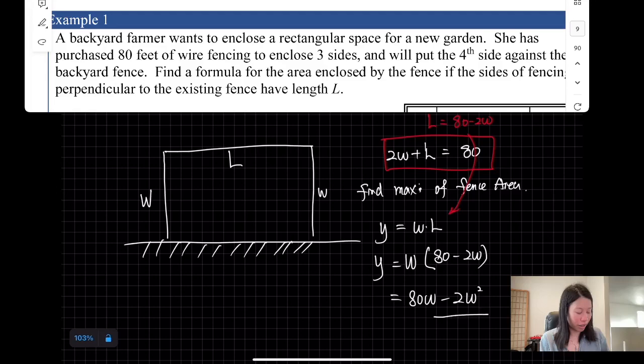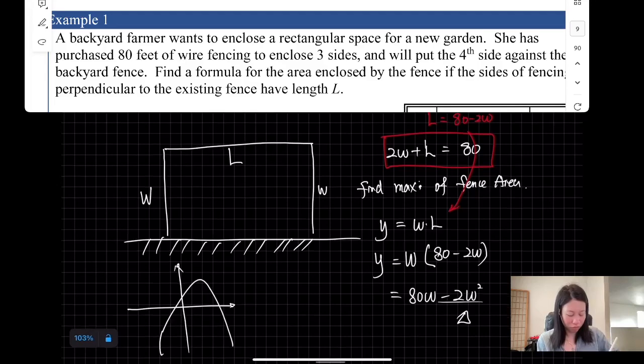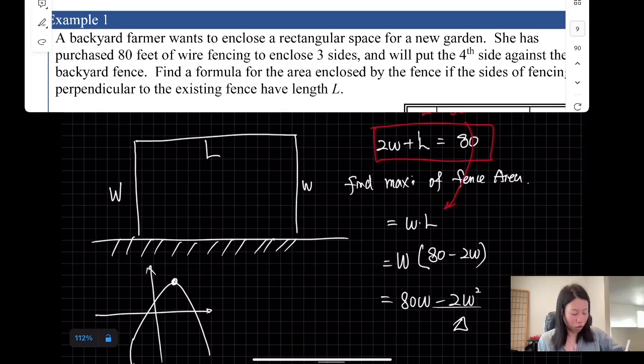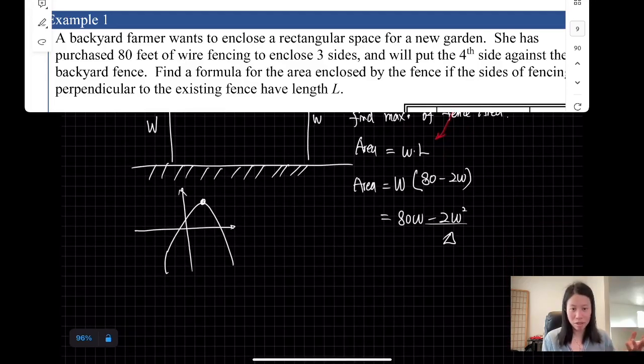So what does this quadratic function look like? Now let's take a look at the leading term. The leading term is negative 2w squared. So that means the function is going to look like this, upside down. So that means it's going to have a maximum. Since this is a function of the area, right? Let me use A so that you know, hey, this is the area as a function of the width. So if I can find the vertex, that means I can find the maximum. So how do I find the vertex?